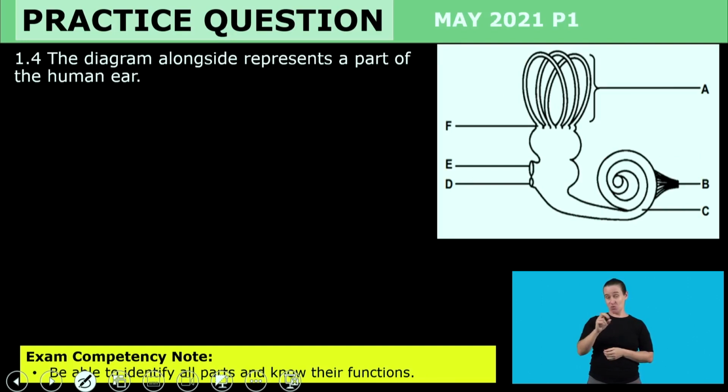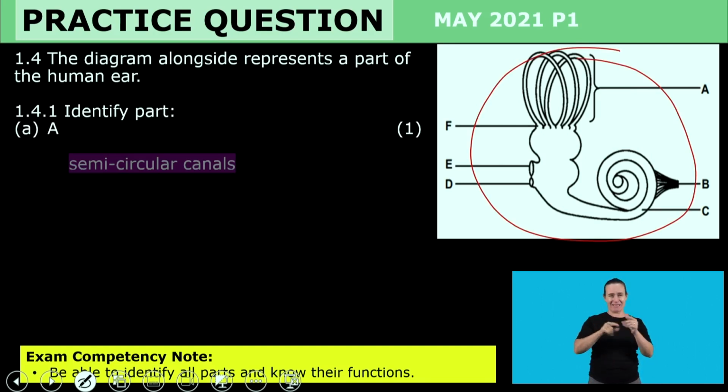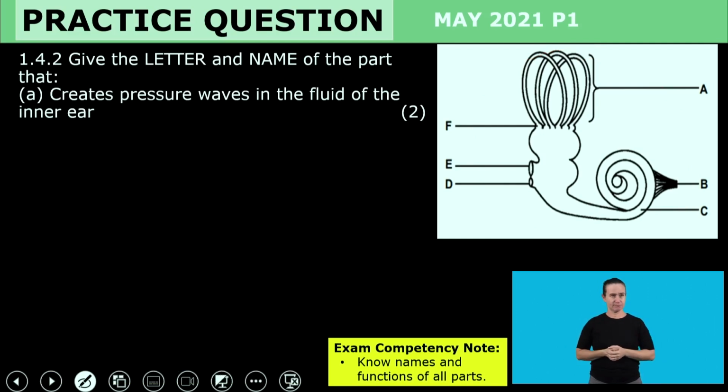May 2021, paper 1, 1.4. The diagram alongside represents a part of the human ear. You look at this. This is basically the inner ear. 141, identify part A. So what is part A? Here is the semicircular canals, and part B, that is the auditory nerve.